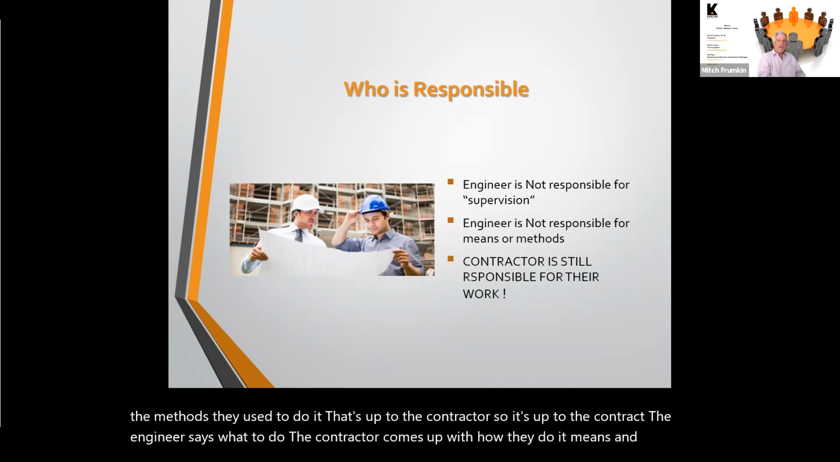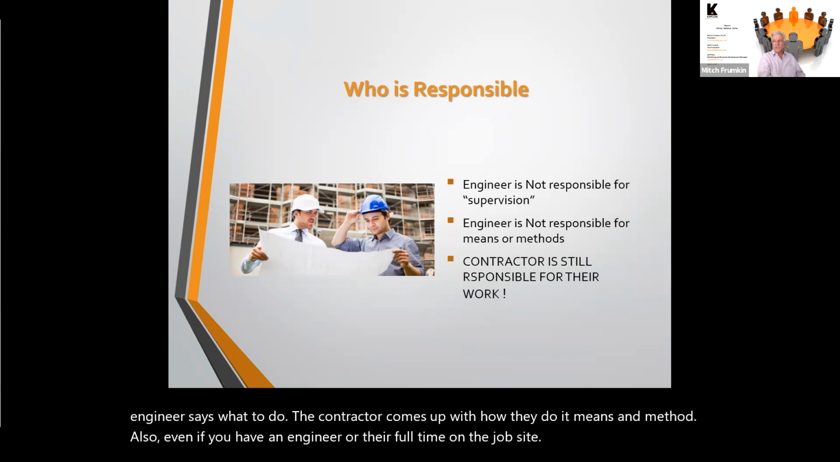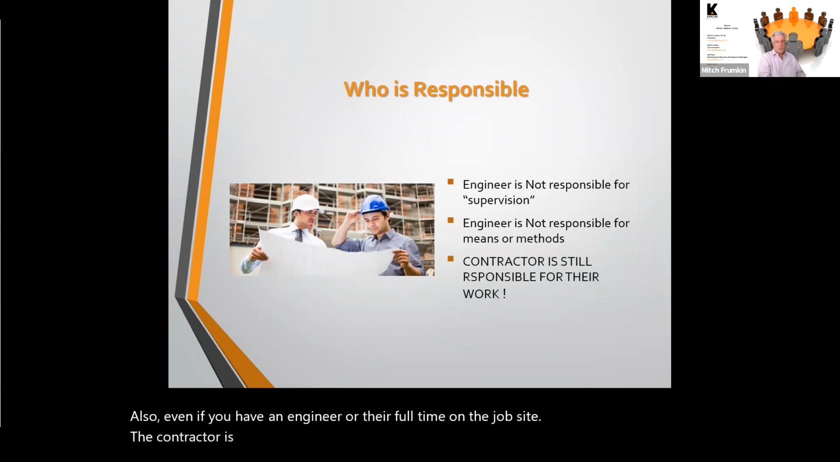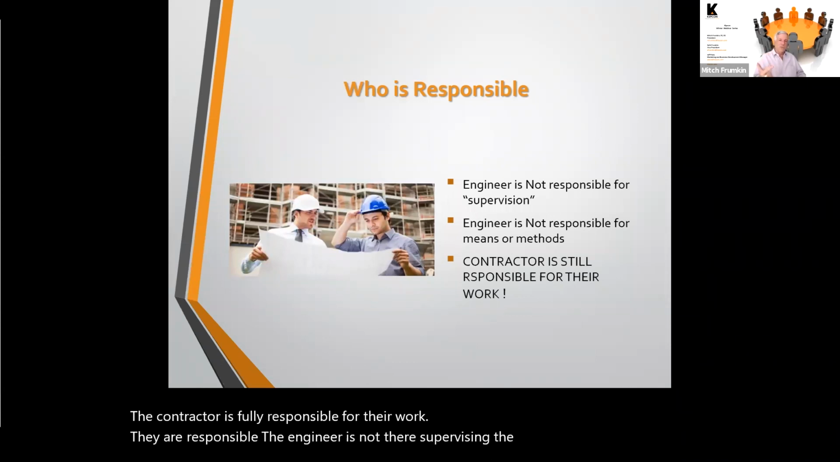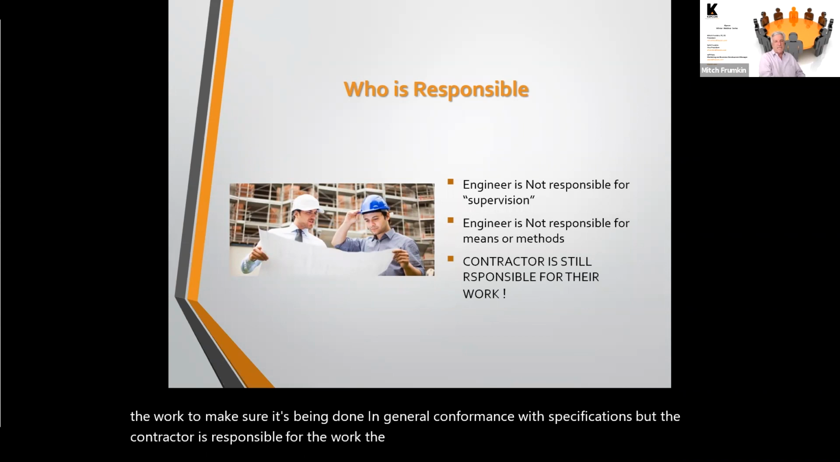Also, even if you have an engineer there full-time on the job site, the contractor is fully responsible for their work. The engineer is not there supervising the contractor. They're overseeing the work to make sure it's being done in general conformance with the specifications, but the contractor is responsible for the work. The engineer is your eyes and ears at the site, and they're not responsible for the means or methods, but the contractor is responsible for their work.